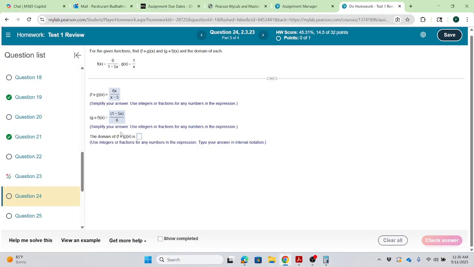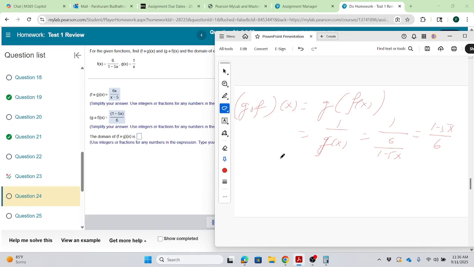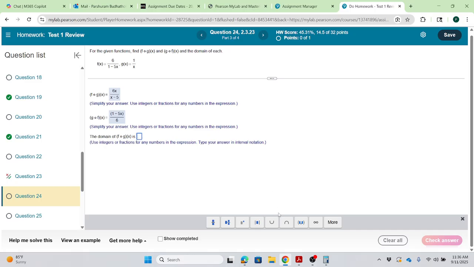Good. Now for the domain of the first composition, the answer we just got before, this is the answer we're going to write: negative infinity to 0, and 0 to 5, and 5 to infinity.